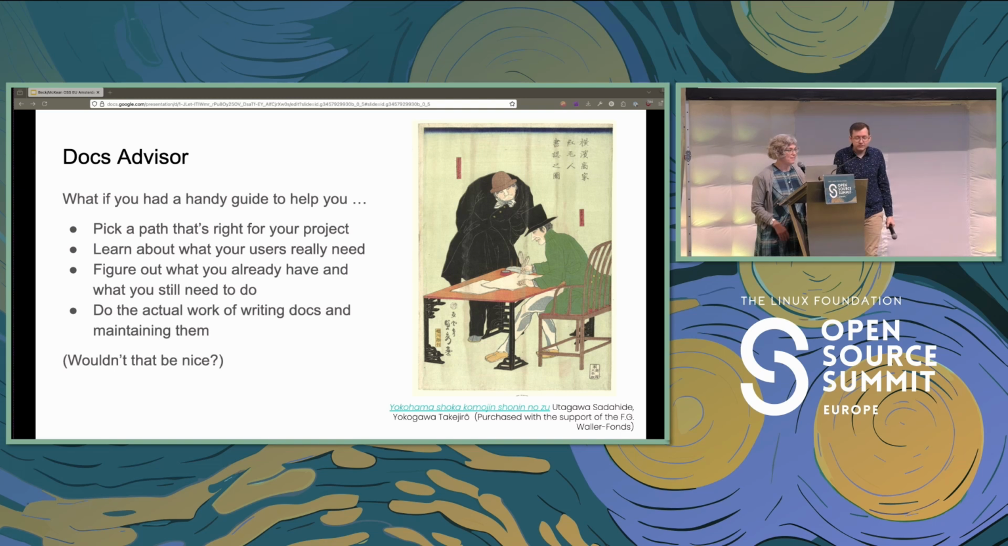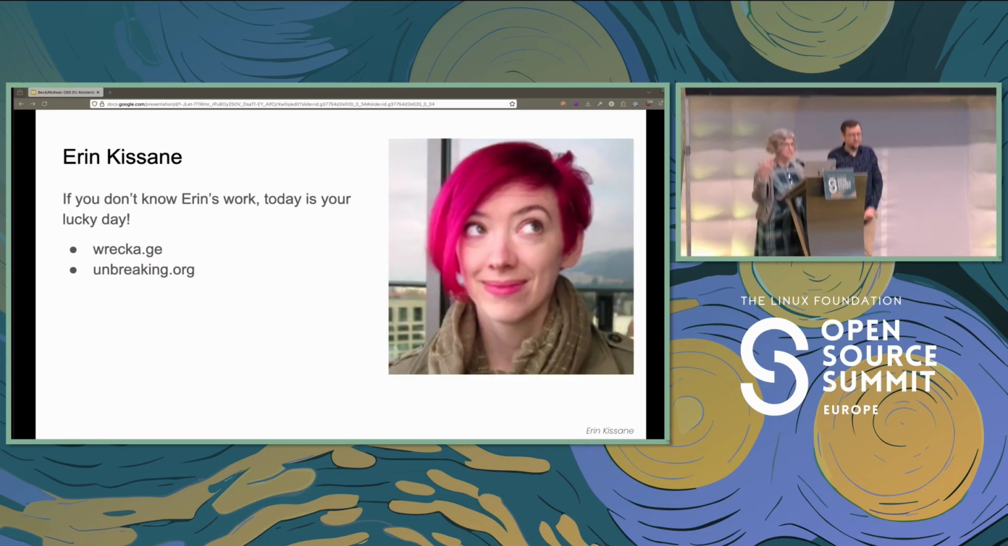So what if you had a handy guide to help you through those 4 things? If you had something that helped you pick a path that was right for your project, to learn about what your users really need, to figure out what you already have and what you still need to do, and to do the actual work of writing docs and maintaining them, wouldn't that be nice? Well, it turns out we do have this thing, the Docs Advisor. And I'm just a substitute Erin here.